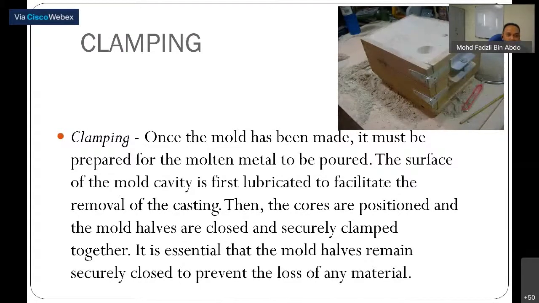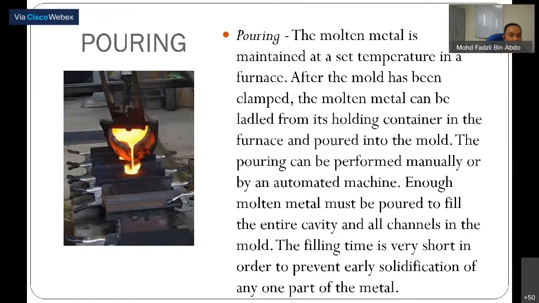Okay, ni proses-proses yang awak dah tengok dalam video tadi tau. Maksudnya mold making, lepas tu clamping, maksudnya bila dah ada 2 mold tadi tu, you clamp. Okay. Ni dia cakap apa? It's essential that molds remain securely closed to prevent the loss of any material. Okay, ni clamp, contoh clamp. And then this is the pouring, yang dalam video tadi.